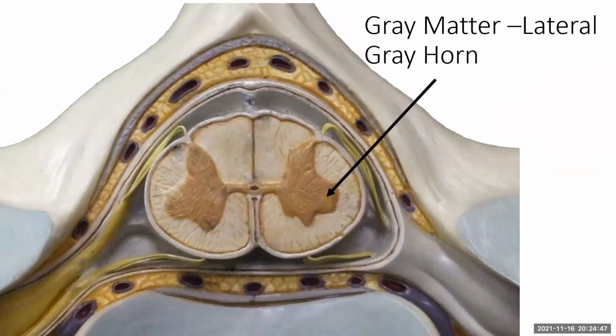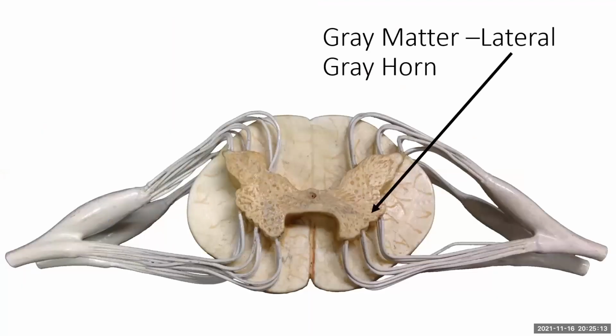All right, off to the side here, we've got our lateral gray horn. Lateral gray horns, where we're going to find the cell bodies for our preganglionic neurons when we're dealing with the autonomic nervous system. Right, and so those neurons are going to control visceral effectors, which are going to be cardiac muscle, smooth muscle, and glands. There's the lateral gray horn. Here's the lateral gray horn on this model.